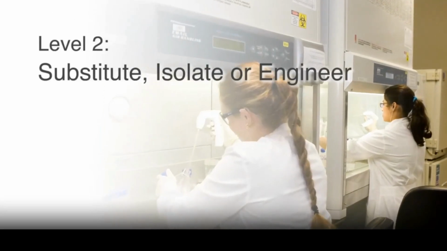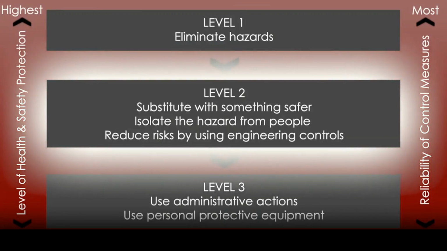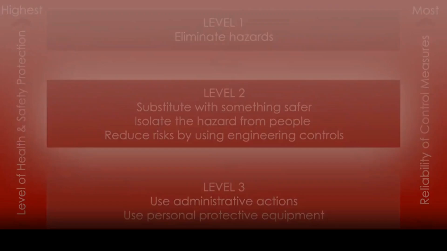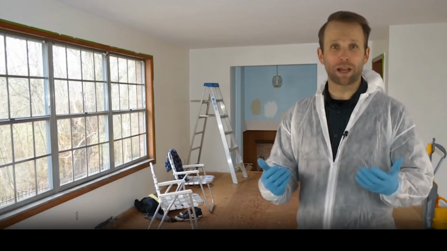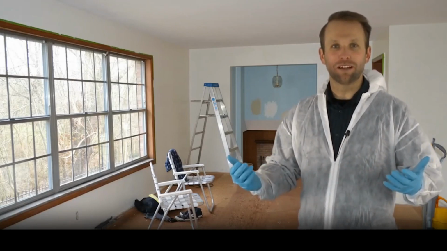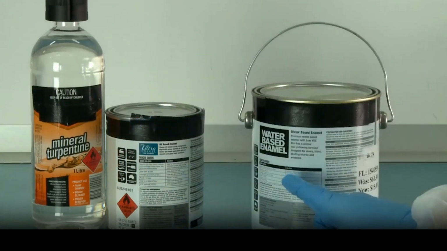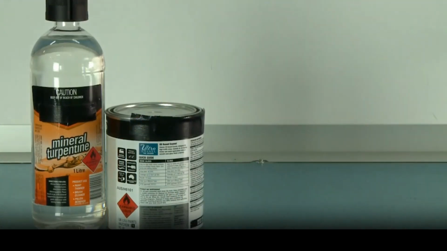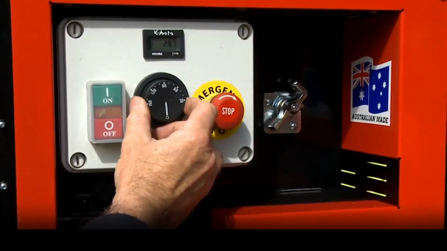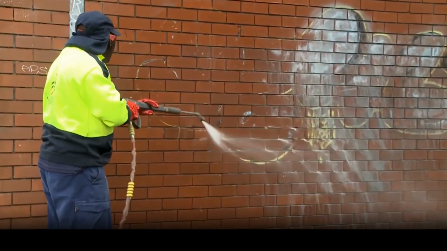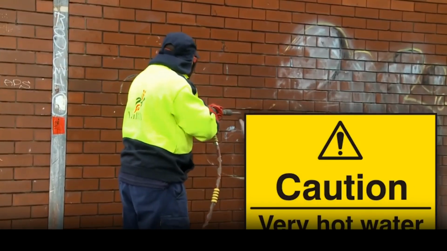Level 2. Substitute, isolate or engineer. Where we can't eliminate a chemical from a work process, there are other approaches that we can use to minimise the risks. Substitution. With advances in paint technology, I now find I can use water-based paints for so much more than I could before. And I feel so much better for it. We can substitute a chemical with a less hazardous one, or use a chemical in a form that reduces the chances of exposure, like using a paste instead of a powder. Using hot water instead of cold water to help remove graffiti can reduce the amount of chemicals required. We need to remember that substitutions can introduce new risks which need to be managed.